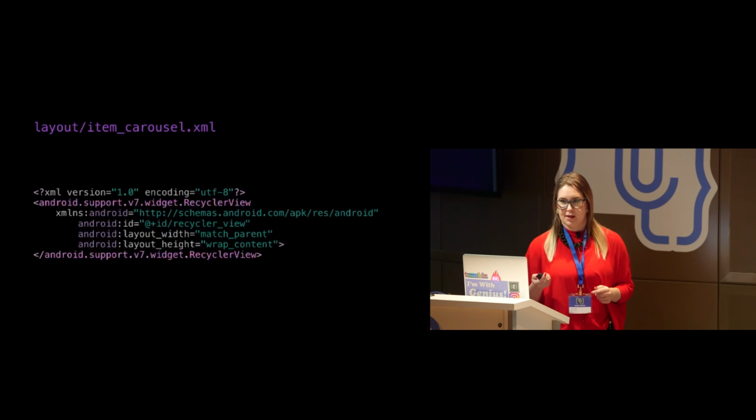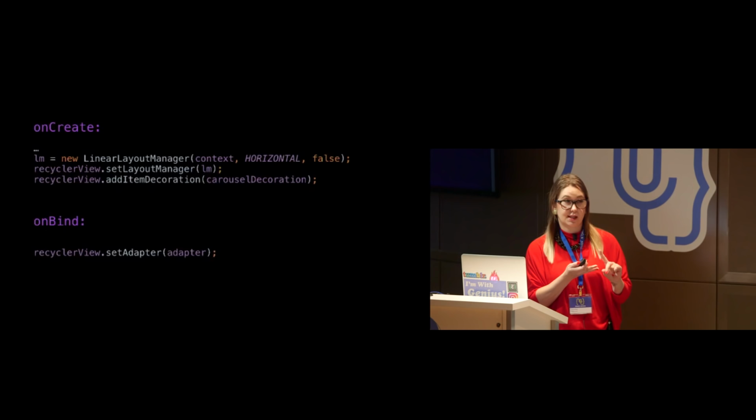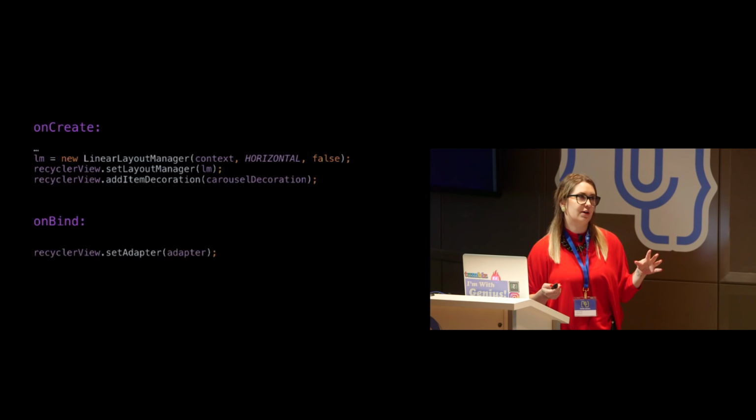And when I say literally just, this is what I mean. This is your item. And then in onCreate, you're going to create a new linear layout manager, set it on the recycler view, set any item decoration you want, and then unbind, you'll set the particular adapter for that row. So you can have lots of carousels.